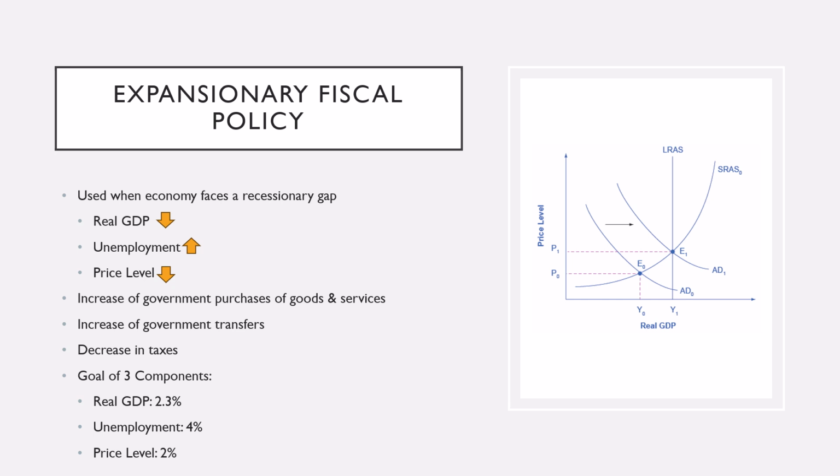In order to fix this, there needs to be an increase of government purchases of goods and services, along with an increase of government transfers and a decrease in taxes. And the goal of those three components is to get real GDP back to its level of 2.3%, unemployment to 4%, and price level back to its level of 2%.